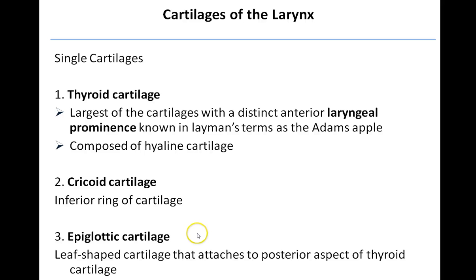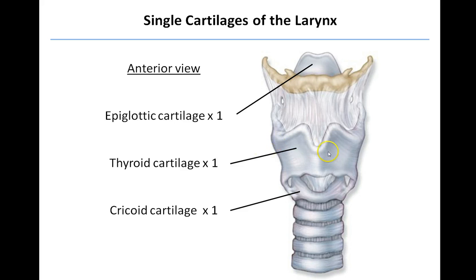The epiglottis acts as a safety valve to close the top of the larynx over the hole we call the glottis and prevent the entry of food or liquid into the airways. This shows the 3 individual cartilage pieces that I've just spoken about.